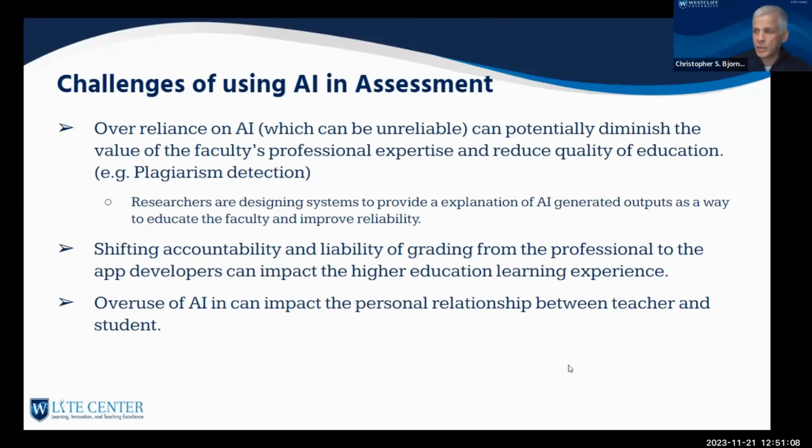And then a final bullet point: overuse of AI can impact the personal relationship between teacher and student. As you all know, when you're working with students, providing that formative feedback, either through quizzes or other ways, that's where we connect with our students and develop those relationships. If you step back from that and start relying on AI to do your assessment, that can severely impact that relationship. And students want that relationship. They want to interact with the professionals. They want to learn, and they don't want to interact with AI necessarily.